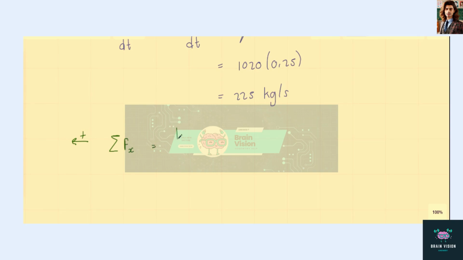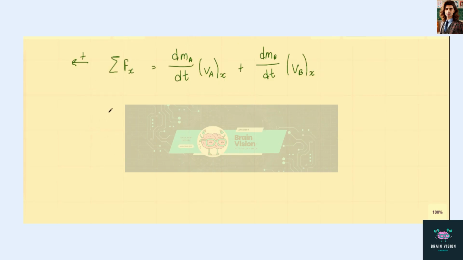So this is the flow rate at A, dmA/dt, times the speed in the x direction that the water leaves nozzle A, plus the exact same contribution at nozzle B, dmB/dt times vB in the x direction. Now, the sum of the forces acting on the boat, since the boat is not in motion, is T cos 60 degrees, where T is the tension in the anchor, and it's what we wish to calculate.